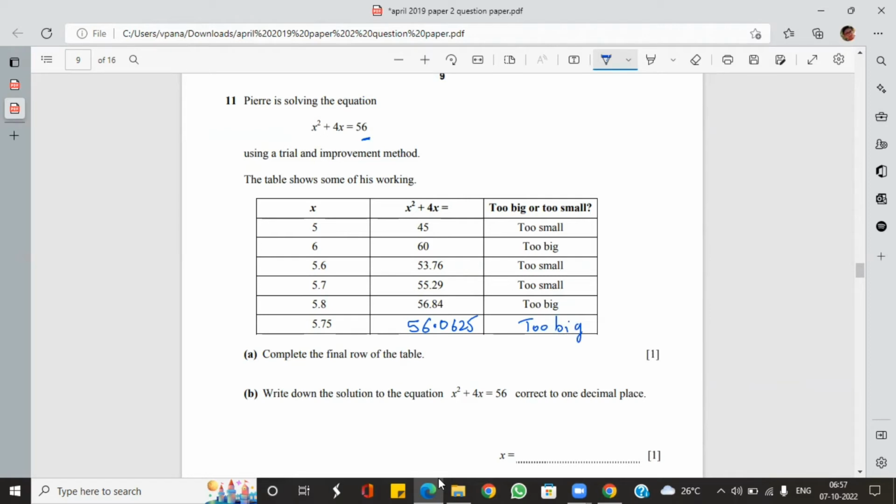Now write down the solution to this equation. So if you are asked to write the solution of this equation correct to one decimal place, when we look at these values, so if I am taking 5.75, yes, it is closer.